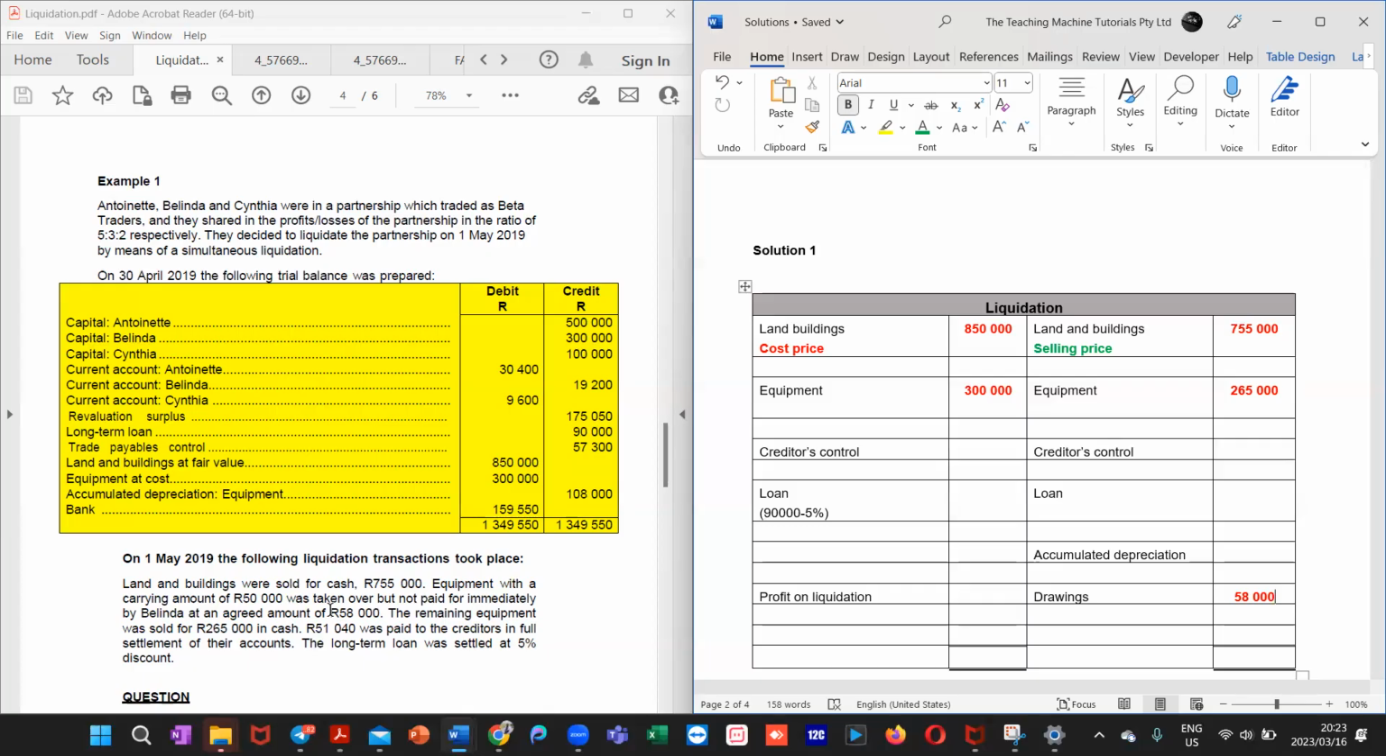Okay. The information continues to say that the remaining equipment was sold for 265,000 in cash. Now we know that the remaining equipment, they are referring to this amount of 300,000. So the total cost is 300,000, and then it will be sold for 265,000.